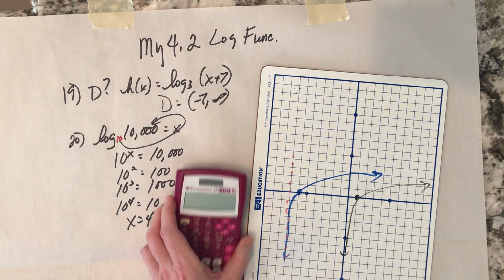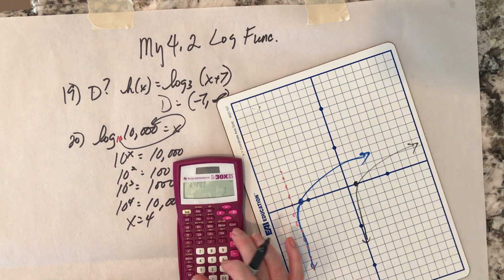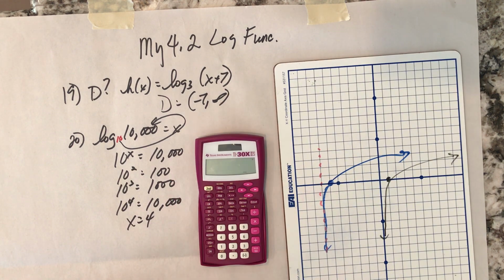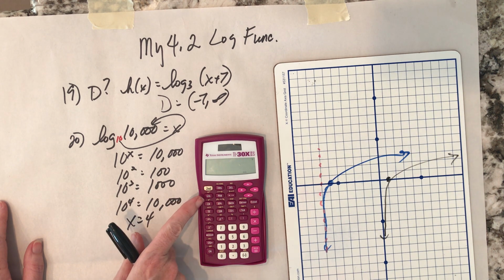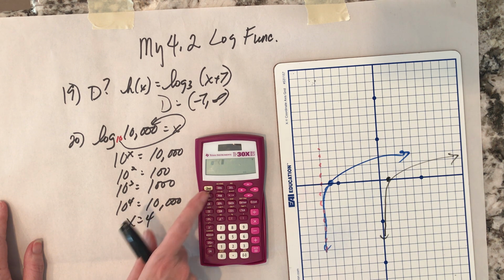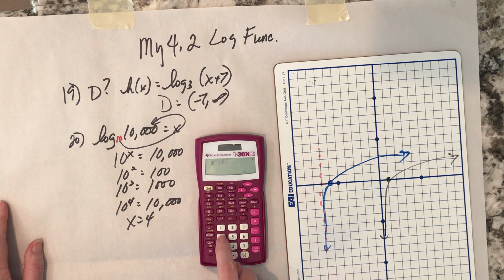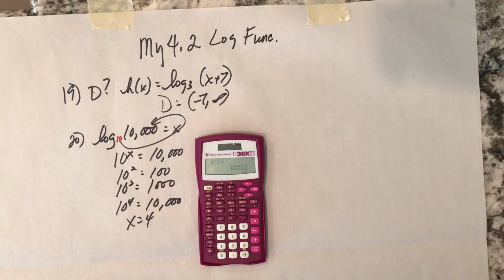How to do that on your calculator? It's pretty easy. Just try it. 10 raised to the third power. Nope, that's not what we wanted. 10 raised to the fourth power. Yeah, that's what we wanted. So the exponent is 4. Don't forget you can also use this 10 to the x power. Just do second and hit the log button and then try that 4 and it gives you 10,000. So we're good there.